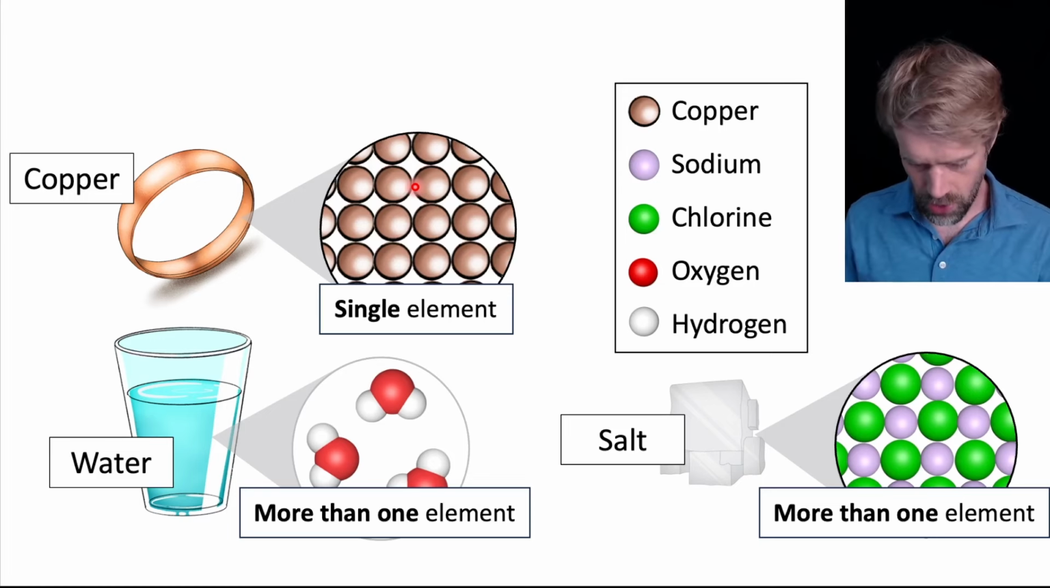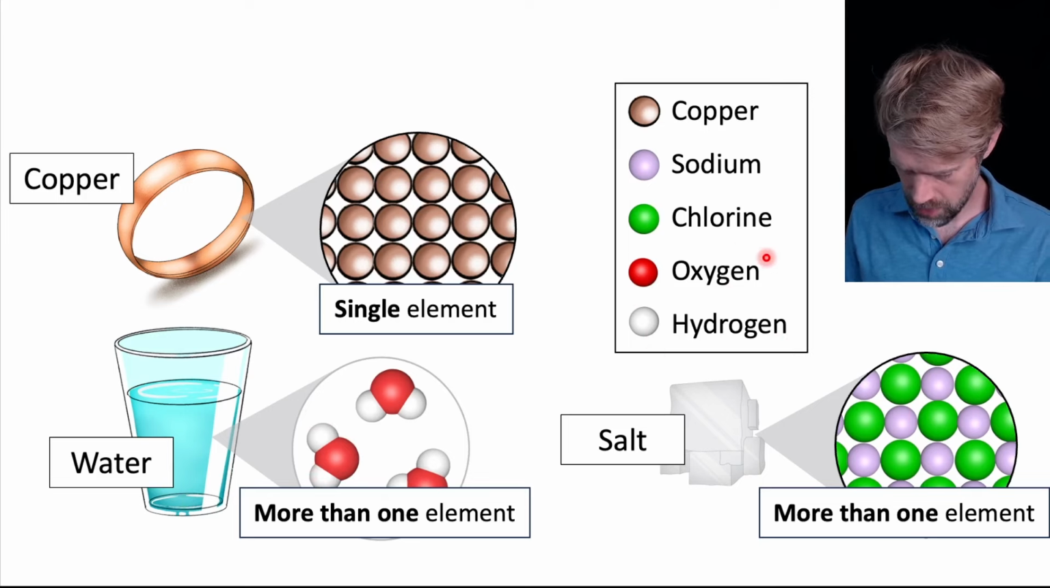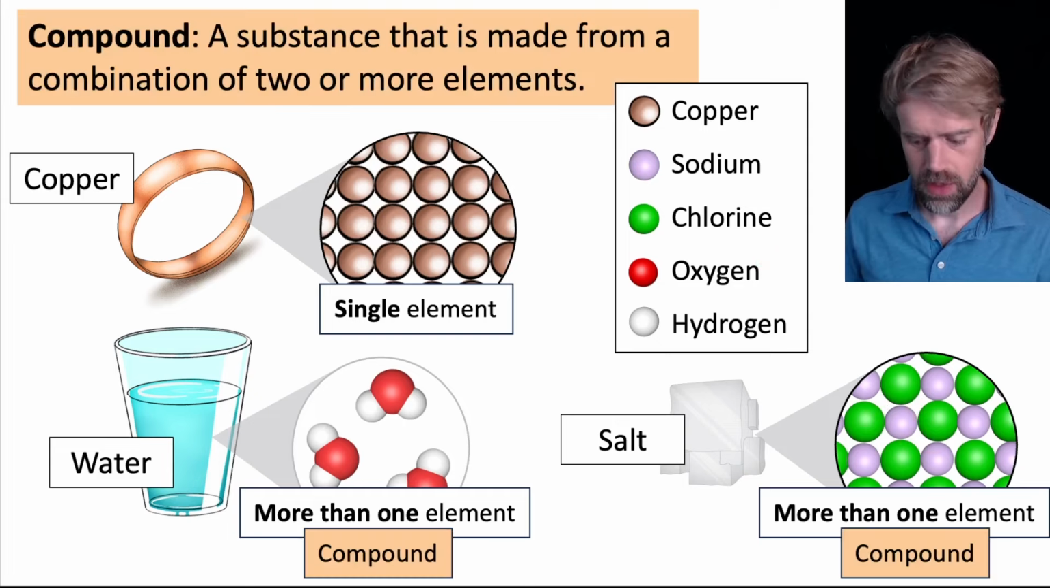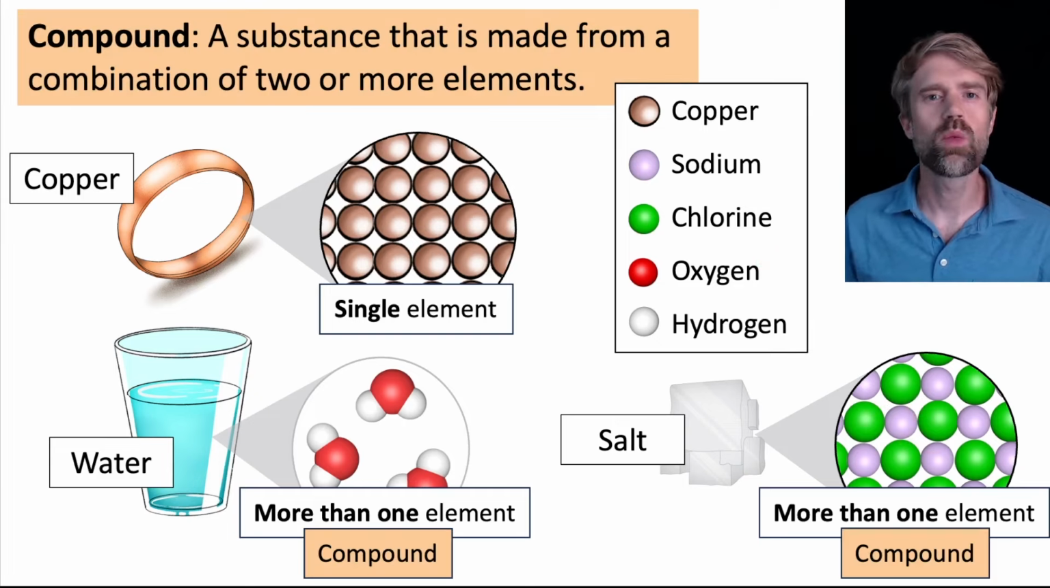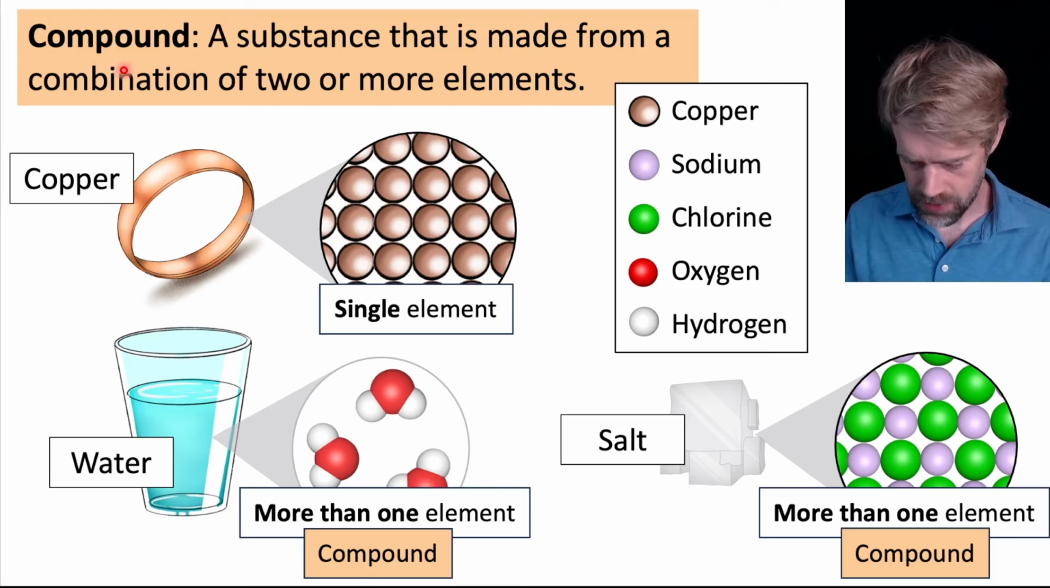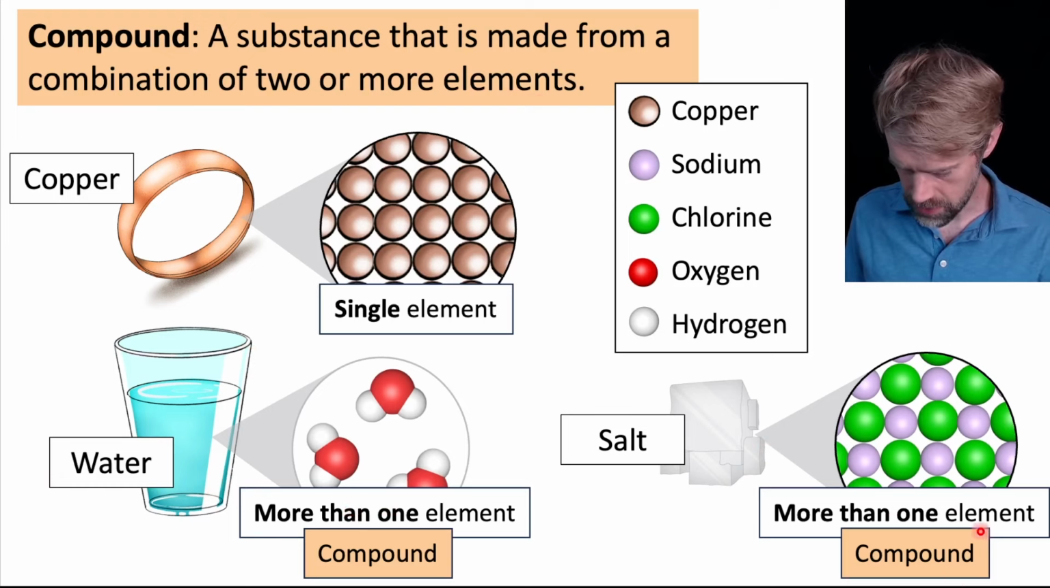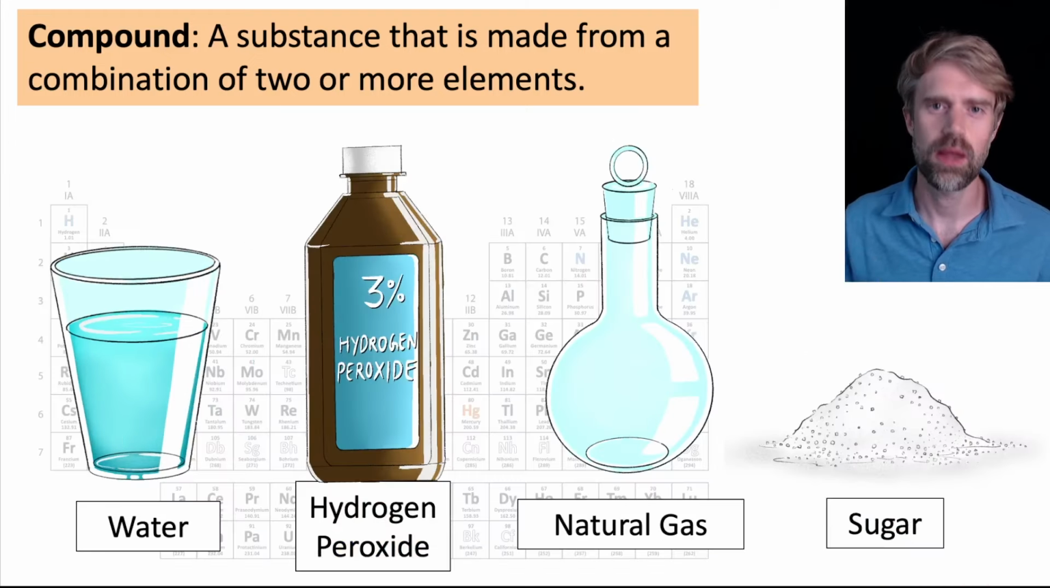But most of the stuff in the world around us is a combination of more than one element. Like the water, which is a combination of oxygen and hydrogen, or the salt over here, which is a combination of sodium and chlorine. It's made up of more than one element. So substances that are made of more than one element are called compounds. A compound is a substance that is made of a combination of two or more elements. So water and salt here are both examples of compounds.